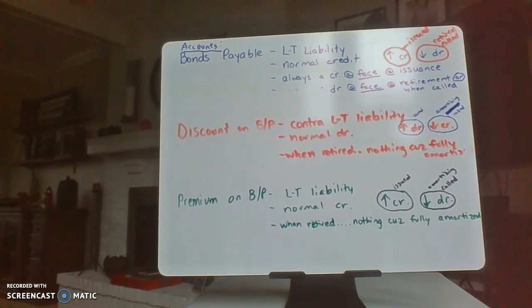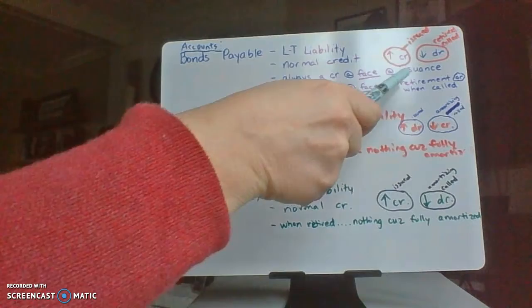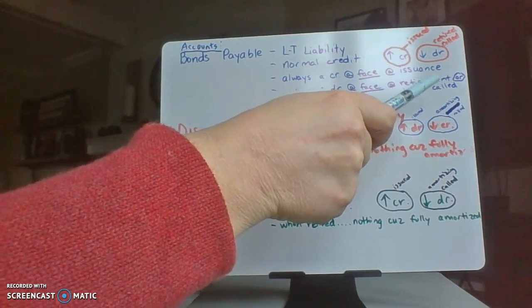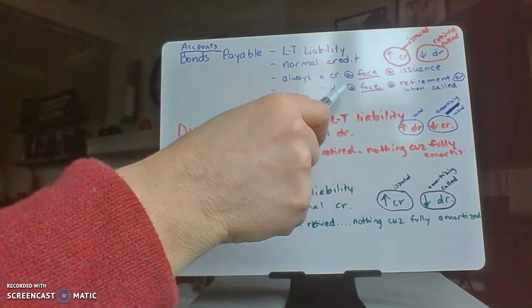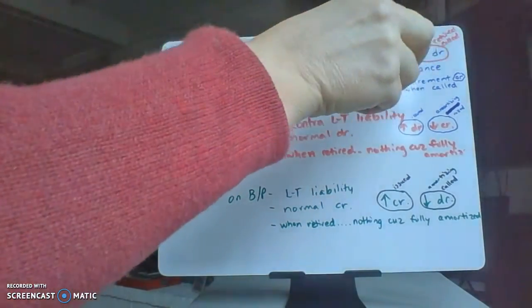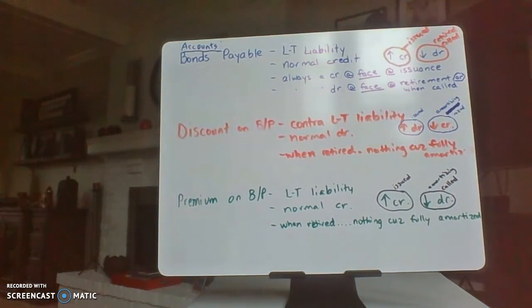Bonds payable was our big new account. It is a long-term liability. As all liabilities have, it is a normal credit. And I always use the face amount when I am using bonds payable. So when I issue bonds, I credit bonds payable at face. When I'm retiring bonds or when I call the bonds, I'm going to debit bonds payable at the face. And that's kind of what I just wrote up here again, that it's a credit when I've issued, it's a debit when I've retired or called them, and it's always at the face.